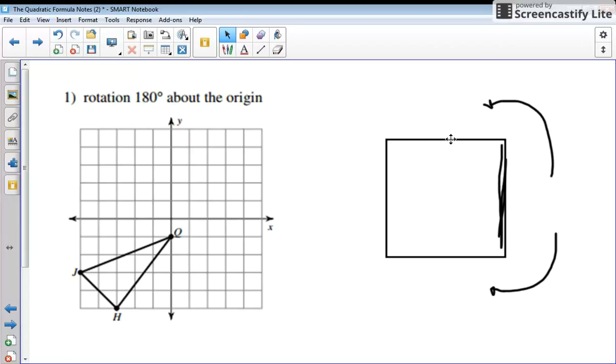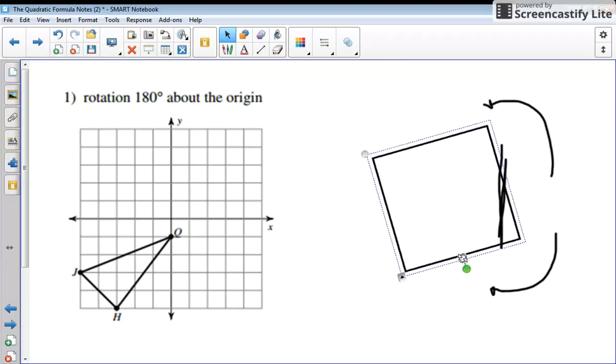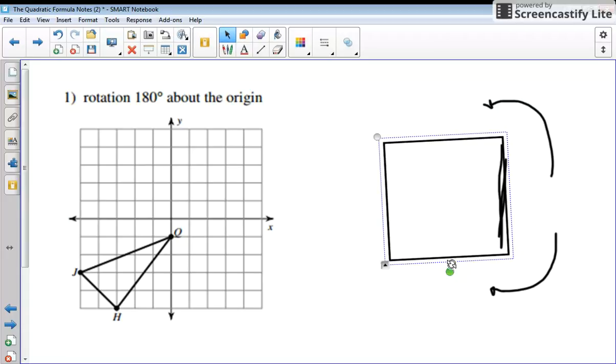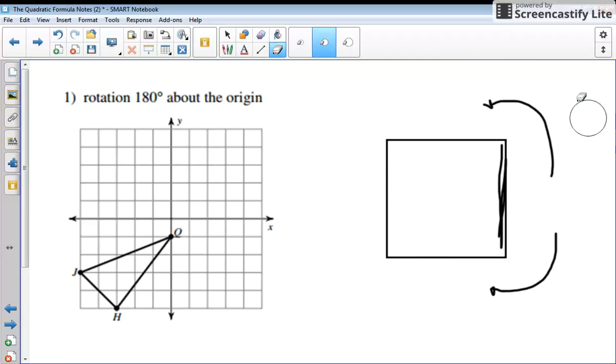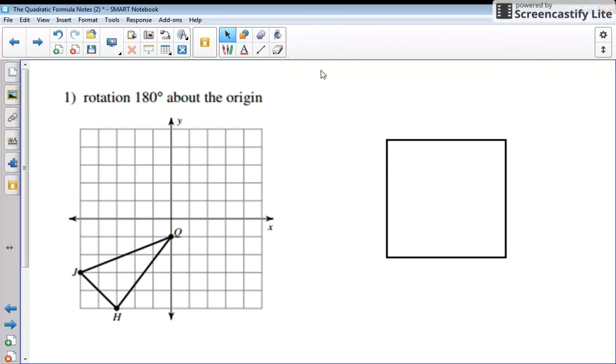So if I want to rotate 180 degrees, the top of your paper, you should rotate, and that should become the bottom of your paper. So your paper should be completely upside down. That's the best I can demonstrate it for you because I don't have a video camera, unfortunately.